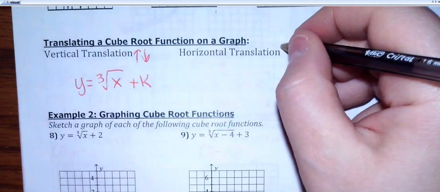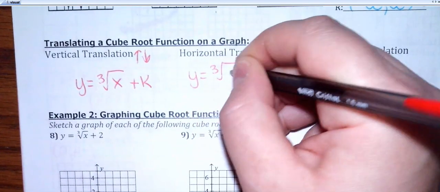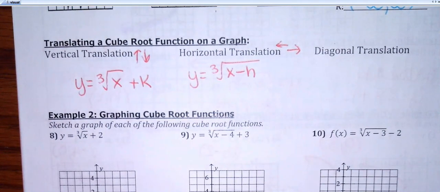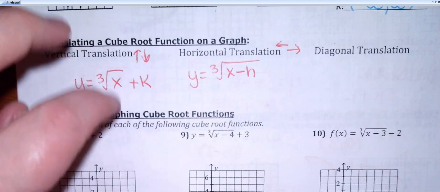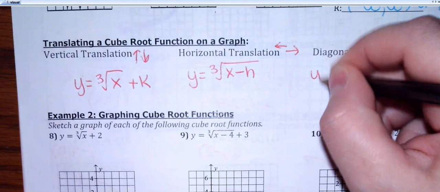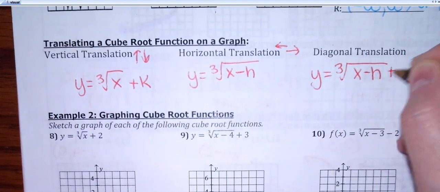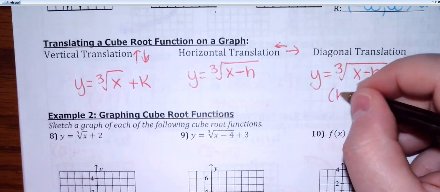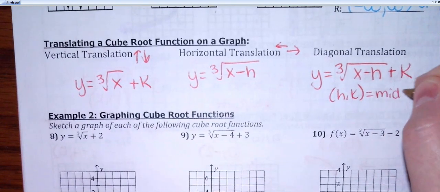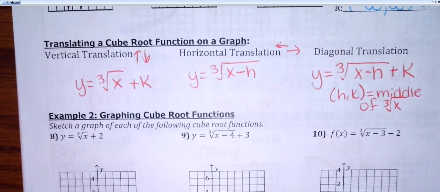For horizontal, that's left or right, and this would look like x minus h under the radical with the x. So with the x moves the x coordinate of the point, outside moves the y coordinate of the point, where you're going to see it in the middle. And the diagonal is going to put those two together, so either left or right and up or down. And h, k is not a vertex here, it's the middle of the cube root function when you do it.